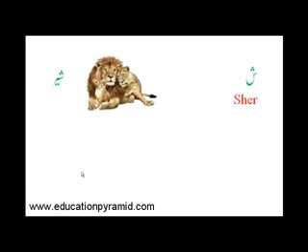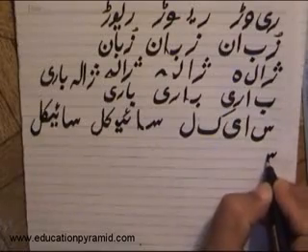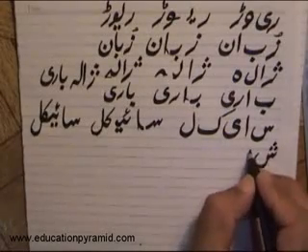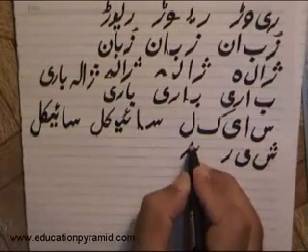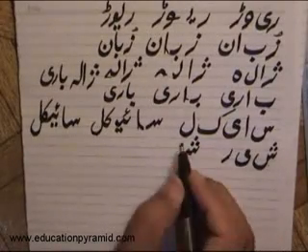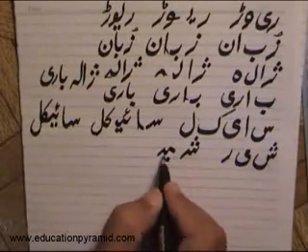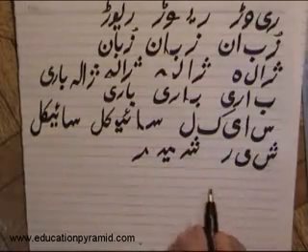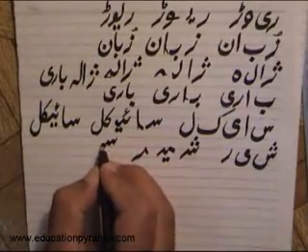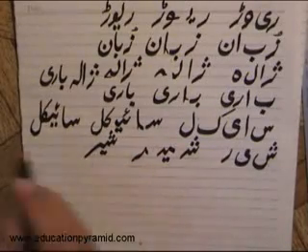Sheen, share, line. Sheen, share. Share, sheen sound, choti ye and re. So sheen is connector, it will appear in the beginning. Choti ye is connector, it will take the middle position, and re is non-connector, it will appear in the final position. So we'll write share like this. This is sheen, ye and re.